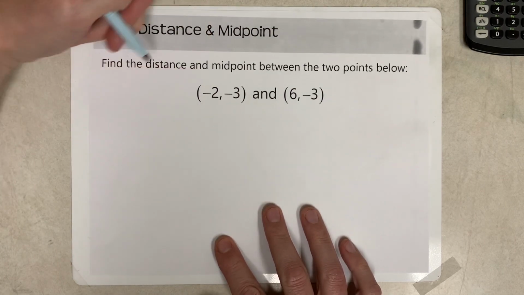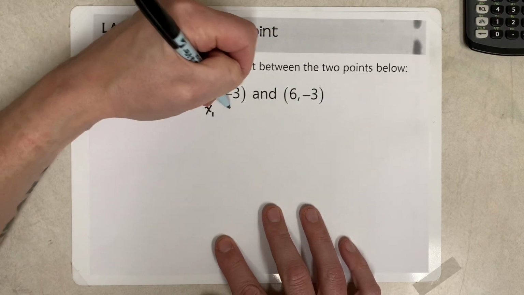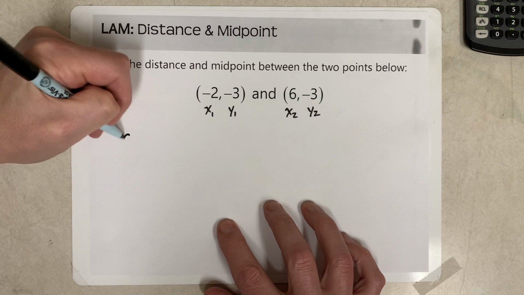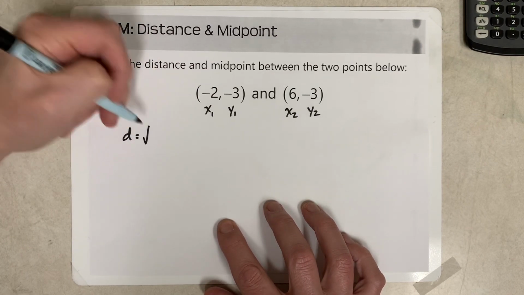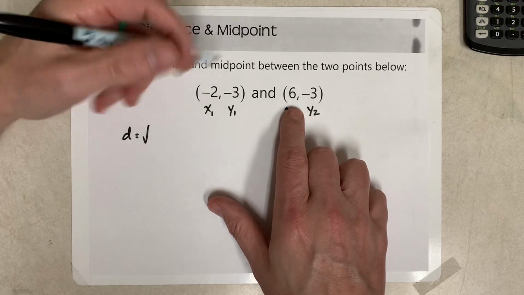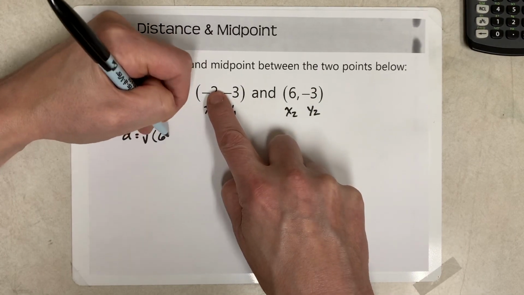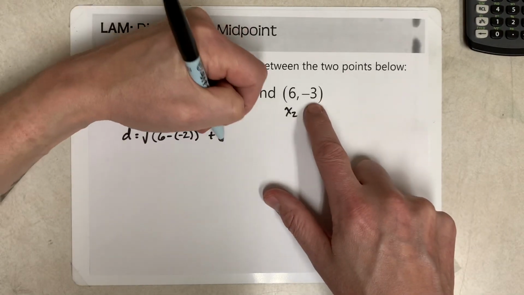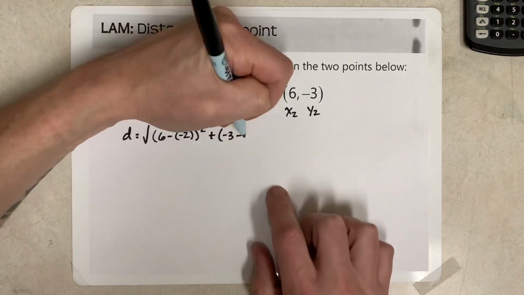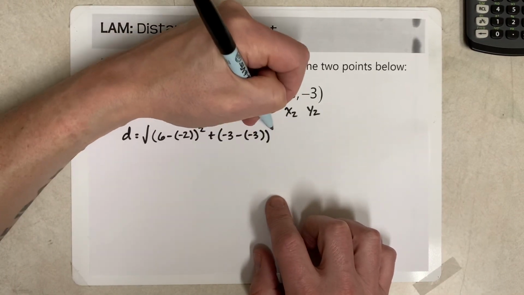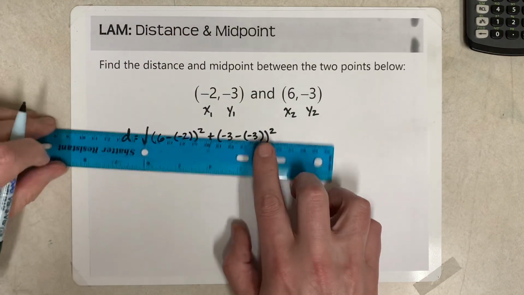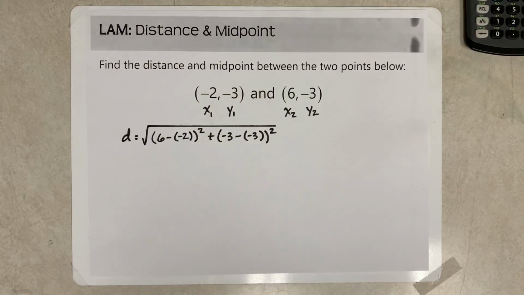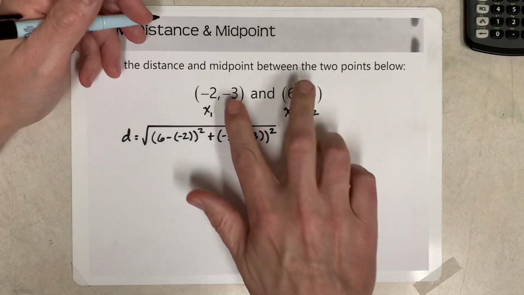And really, if you want to use the formulas, you have an x1, a y1, an x2, and a y2. So to find the distance first, it's going to be the square root of, and basically you just take the x's, 6 minus negative 2, square it, plus negative 3 minus negative 3 squared. And then this tends to get kind of lengthy for the square root, so I'm just going to use a ruler to draw that all the way across so it doesn't look bad. And whatever that turns out to be is the distance between the 2 points.